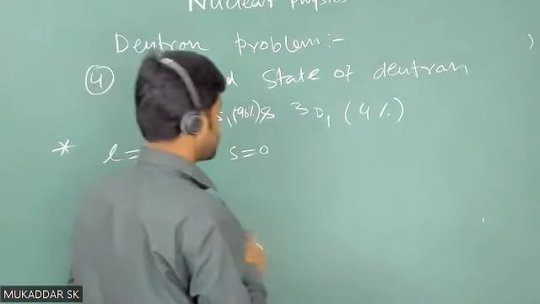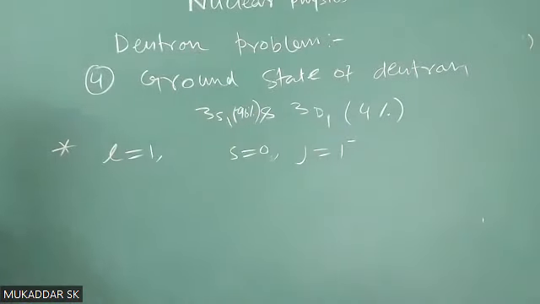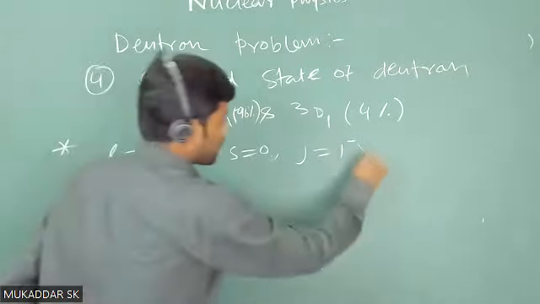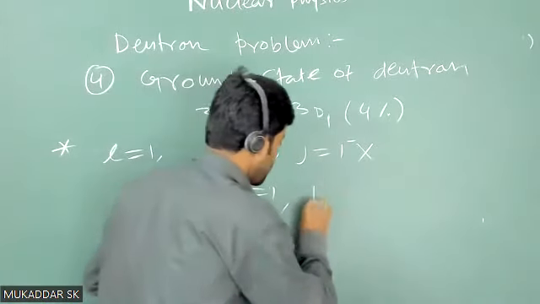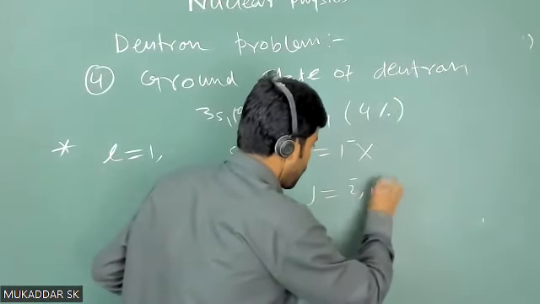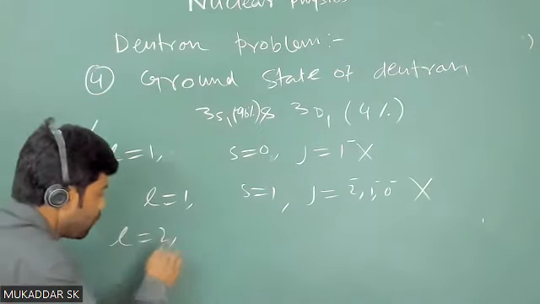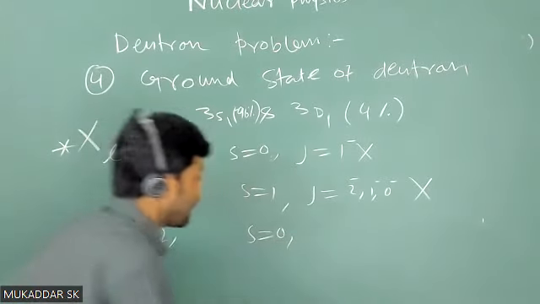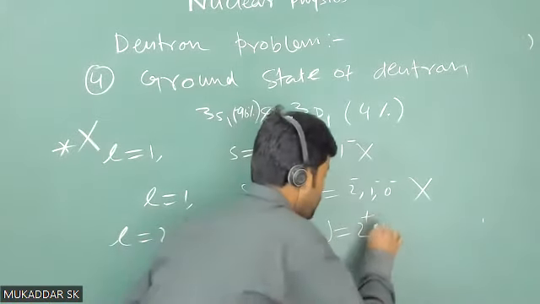Let us take one by one. When you take S equals 0, J will be 1, but the parity will be odd, which means it is not possible. If you take S equals 1 with L equals 1, that gives J equals 2, 1, 0 with odd parity. That is also not possible. So all L equals 1 states are not possible because of parity. The neutron is having even parity. Next, L equals 2 with S equals 0 gives J equals 2 with even parity, which is also not possible.